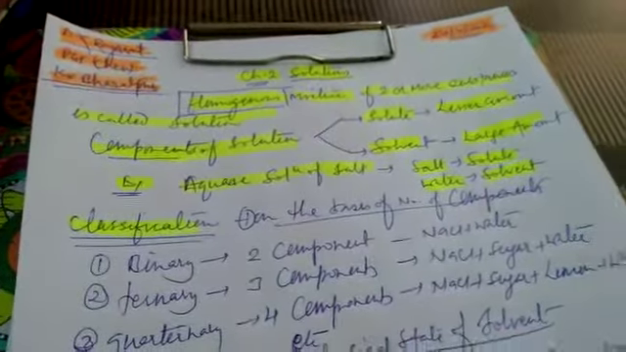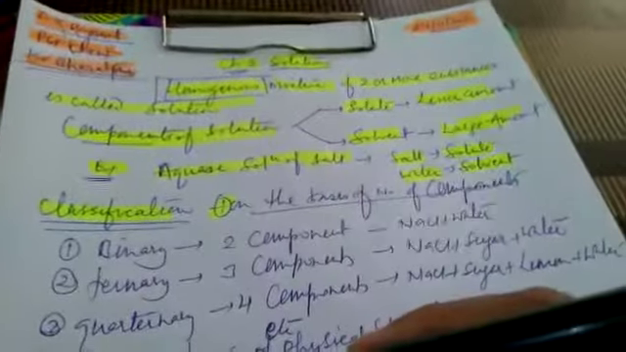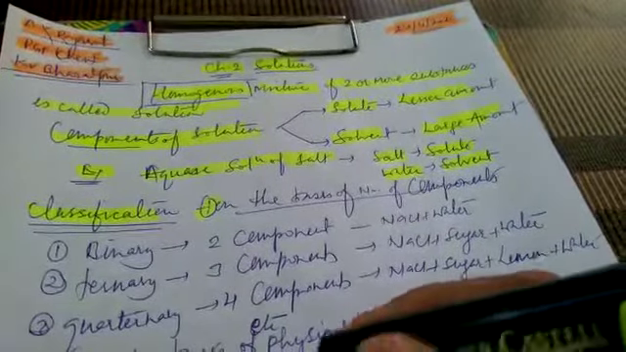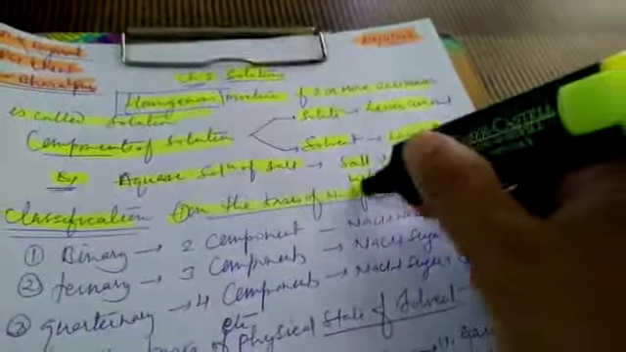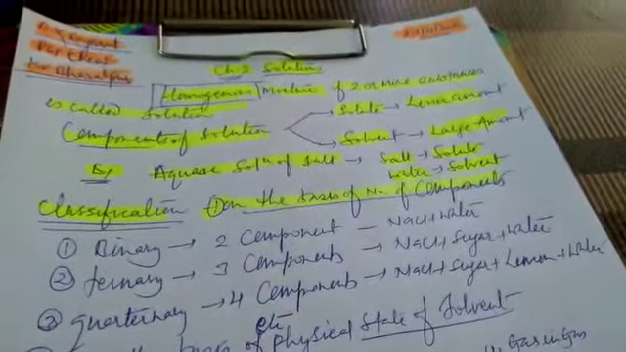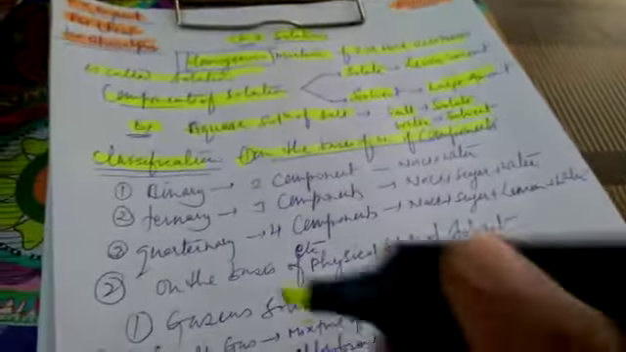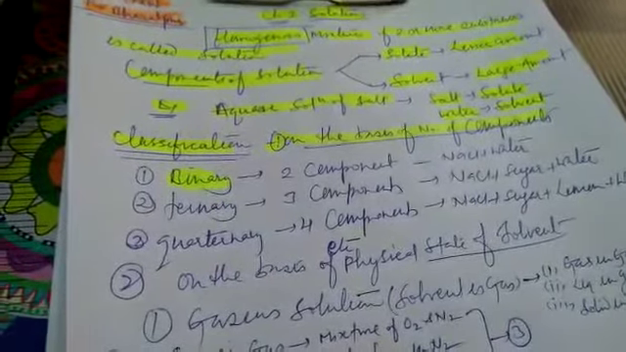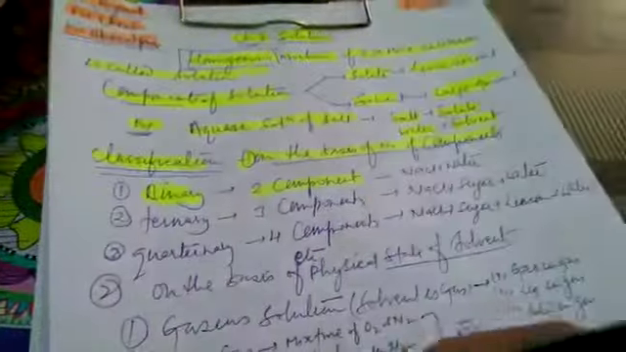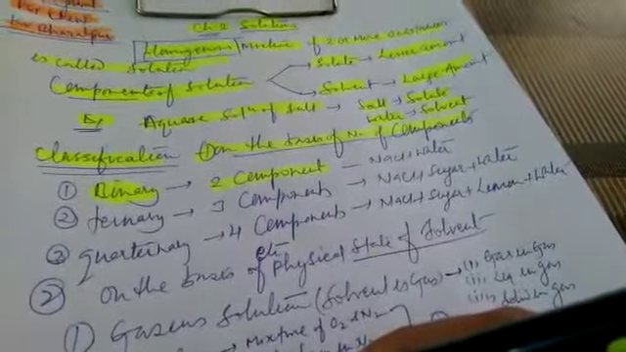Now we want to classify the solutions. The first basis to classify solutions is the number of components. On this basis, the first type of solution is binary solutions, which have two components, and we can take an example of NaCl and water.